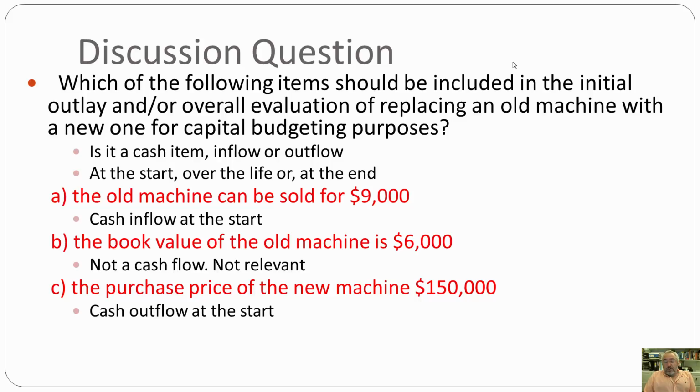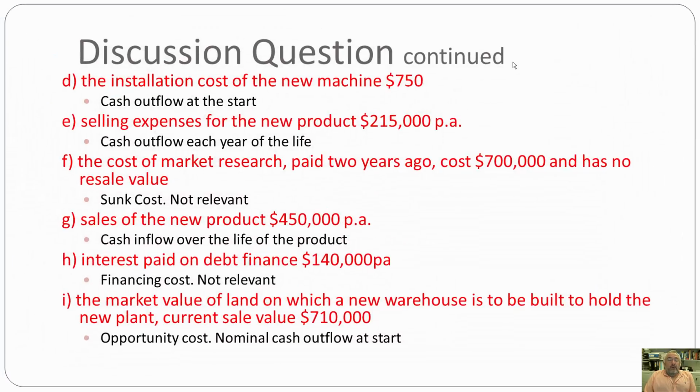Purchase price of the new machine is $150,000. Pretty obvious that's a cash outflow at the start. Installation cost, similarly. Selling expenses for the new product per annum, those are going to be part of the net cash flows over the life of the project.